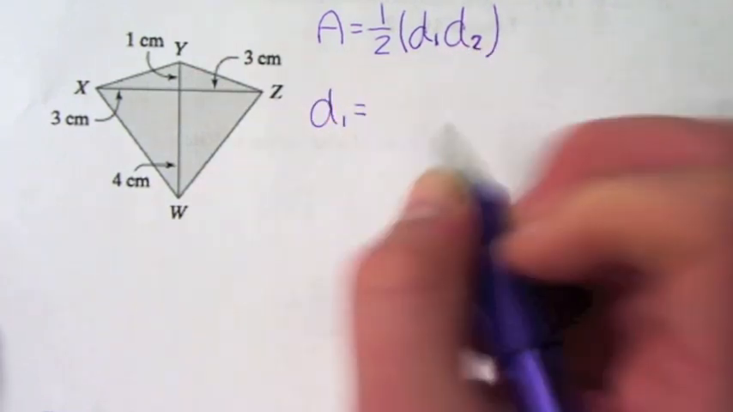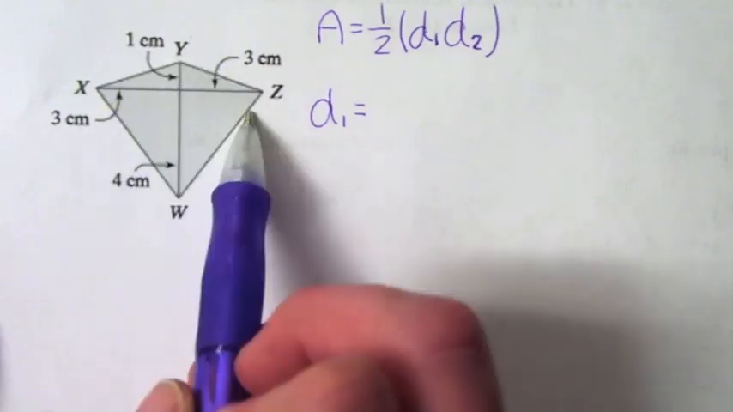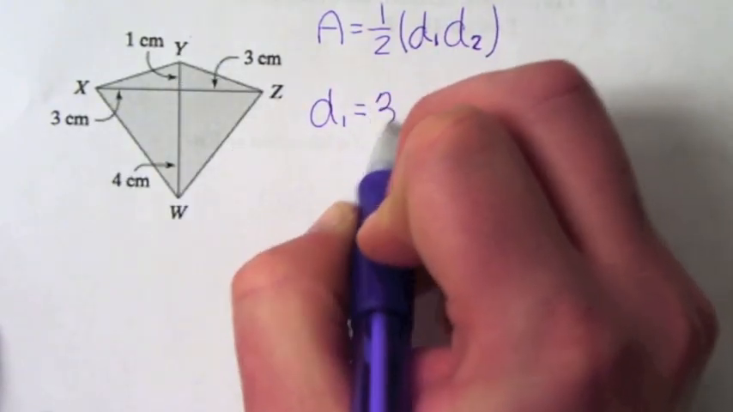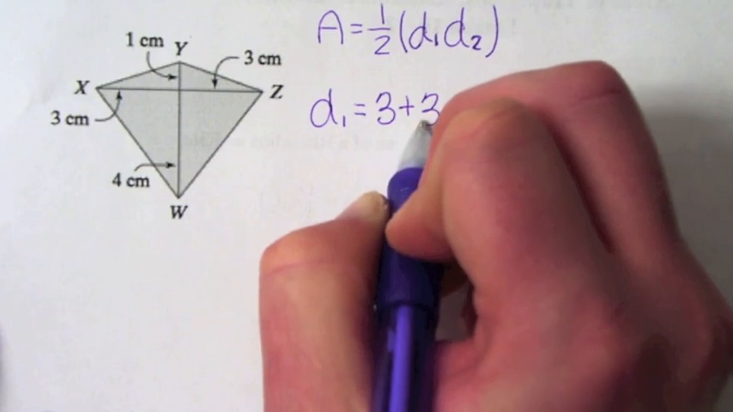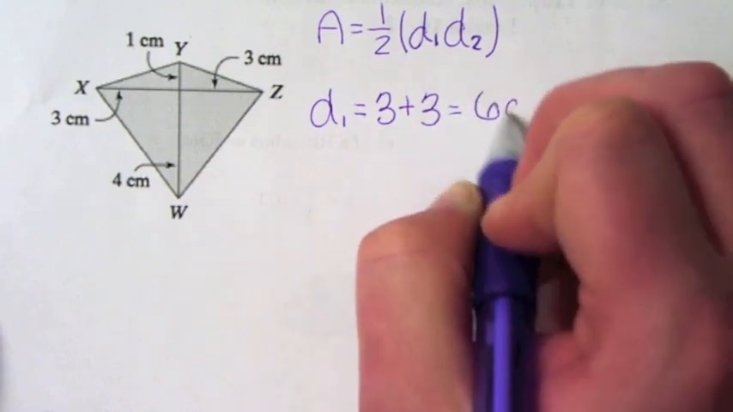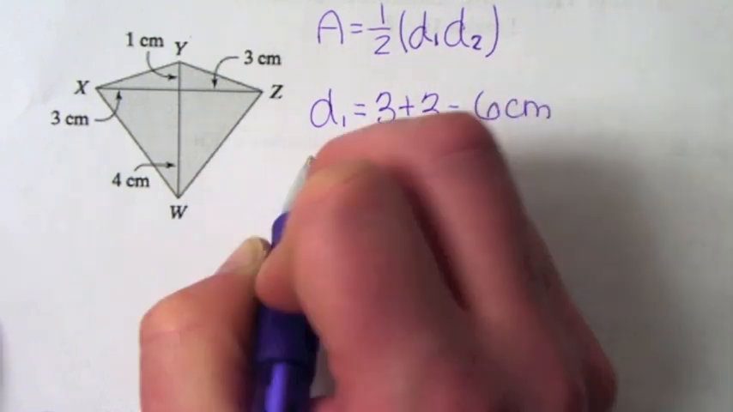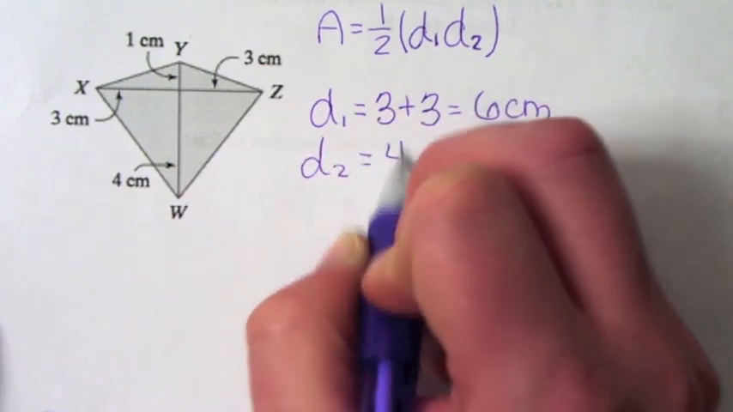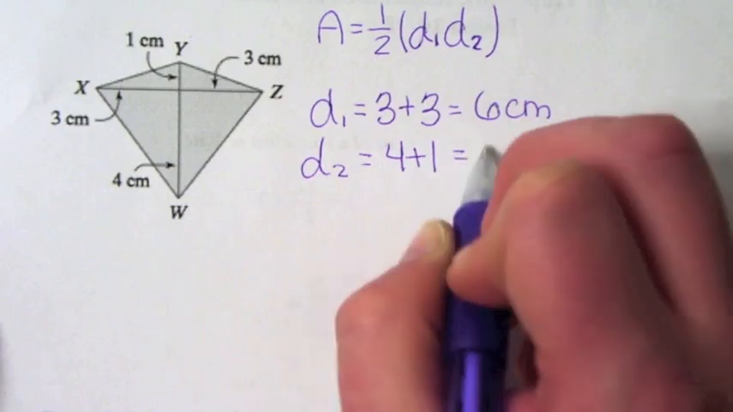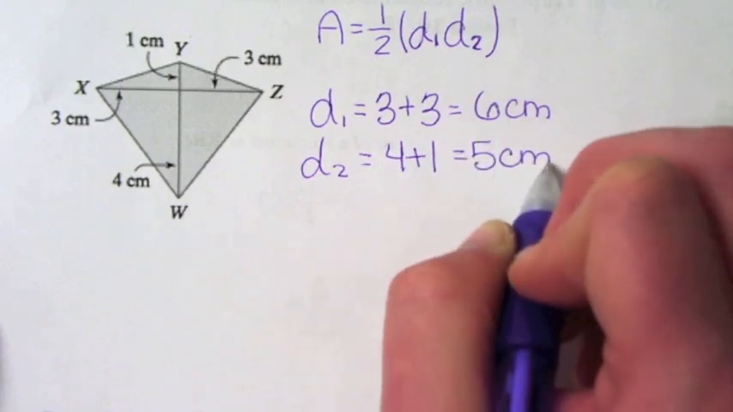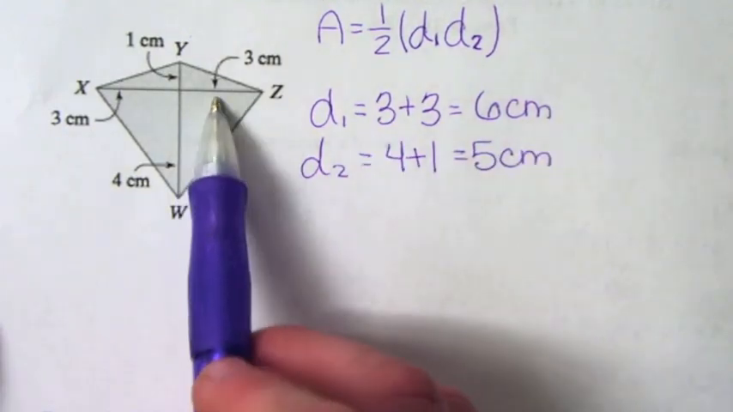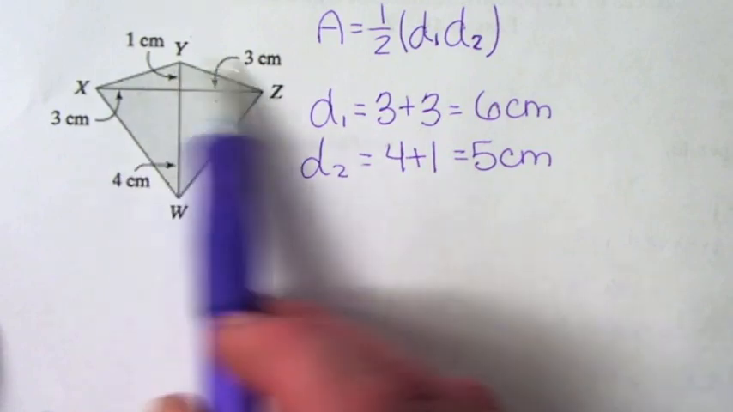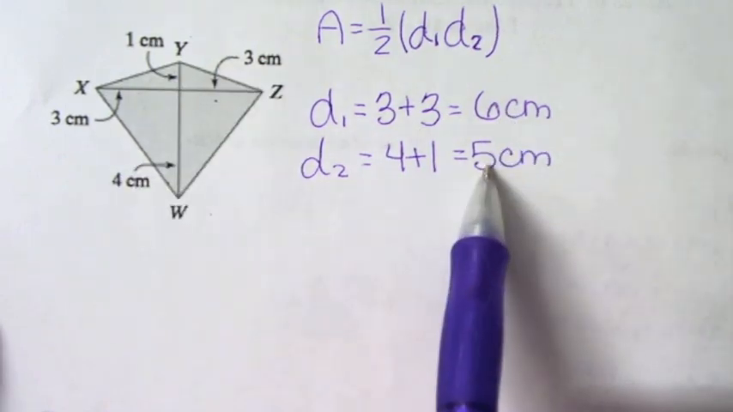D1 is equal to, doesn't matter which way you do it, D1 is going to be equal to 3 plus 3, which is equal to 6 centimeters. Then we have D2, which is going to be equal to 4 plus 1, which is equal to 5 centimeters. They give you the values of parts of the diagonals. I just have to add them up to find my two whole diagonals.